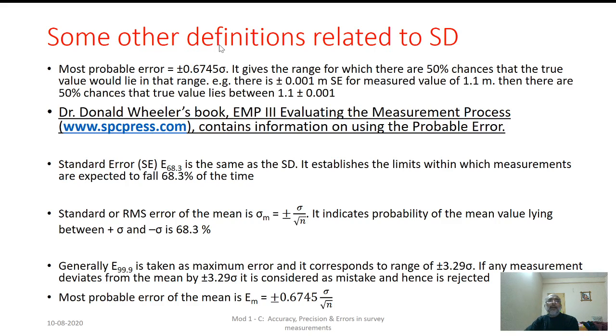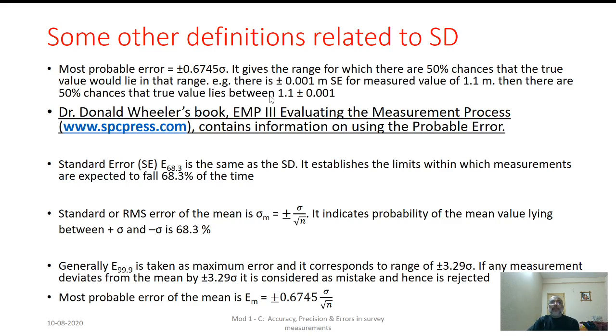There are some other definitions related to standard deviation, and the surveyor needs to use that particular terminology. So here the most probable error is expressed as plus or minus 0.6745 times sigma. It gives the range for which there are 50% chances that the true value would lie in that range.